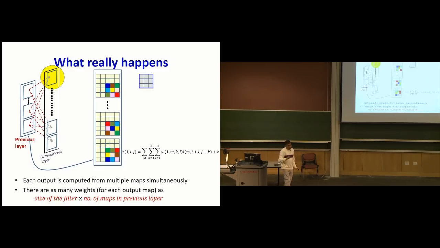And this is just one filter. So what really happens is that you have several such filters. Each of these filters is performing exactly the same operation, and you're going to get several maps. And this was the entire convolutional operation.